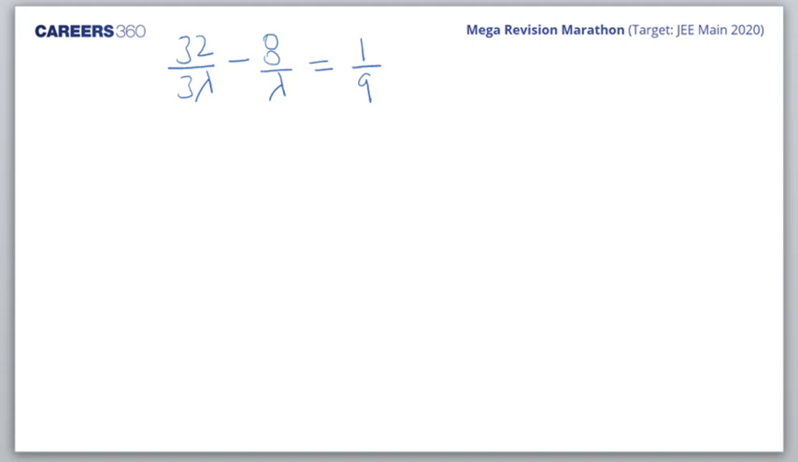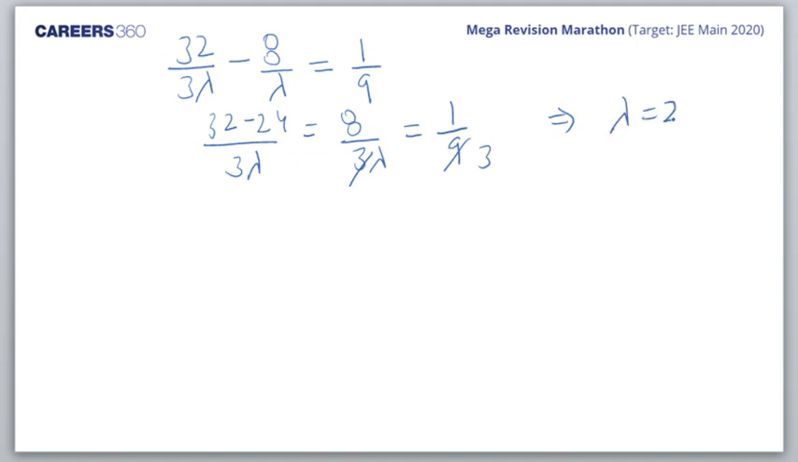So what do I get? Solving it, 8 by 3 lambda. 3 lambda is this, and 32 minus 8 by lambda is 24 over 3 lambda. So I'll get 8 by lambda is equal to 1 by 9. This would imply lambda is equal to 24.